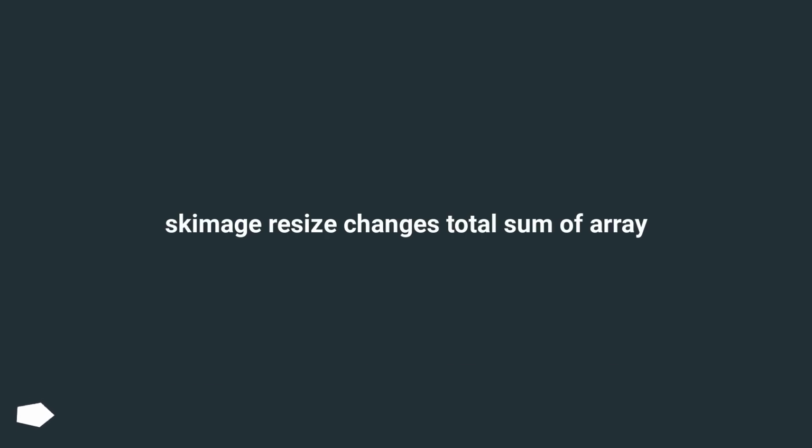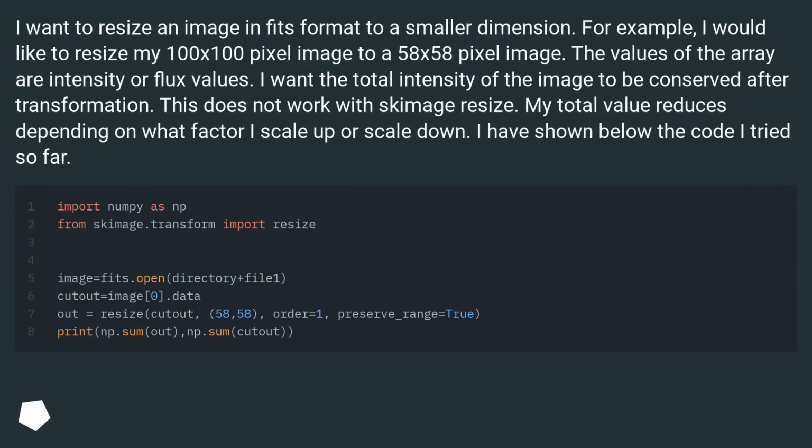Skimage resize changes total sum of array. I want to resize an image in FITS format to a smaller dimension. For example, I would like to resize my 100 by 100 pixel image to a 58 by 58 pixel image. The values of the array are intensity or flux values. I want the total intensity of the image to be conserved after transformation.